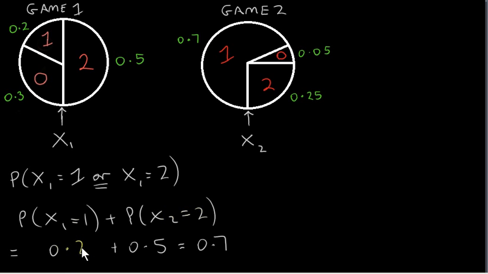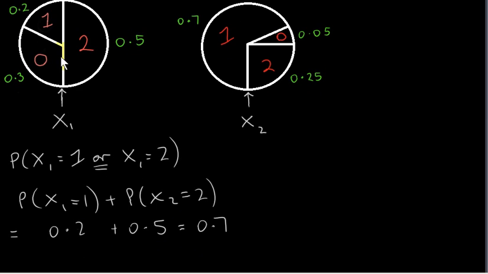So we have 0.2 plus 0.5, which is 0.7. We can also see that 70% of this spinner is taken up by these two sectors, 1 and 2. So the probability is 0.7 or 70% that the pointer will be pointing at either sector 1 or sector 2.